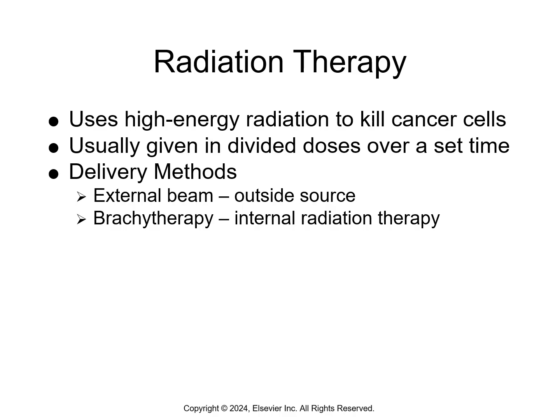Radiation therapy uses high energy radiation to kill cancer cells. It's usually given in divided doses over a set time. Some delivery methods are external beam, which is the outside radiation, and brachytherapy, which is the internal radiation therapy. It's local. Side effects occur mostly where that radiation is being delivered. Radiation is a targeted burn at the cellular level. It destroys the DNA so the cancer cells can't replicate.